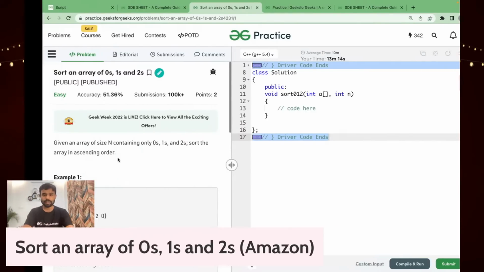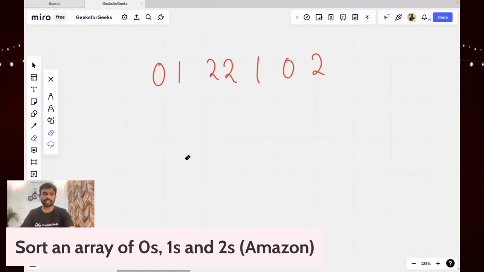Let's go. So let's now understand the 2 pointers approach. So what we will do, as I told you, we want our zeros at the beginning.